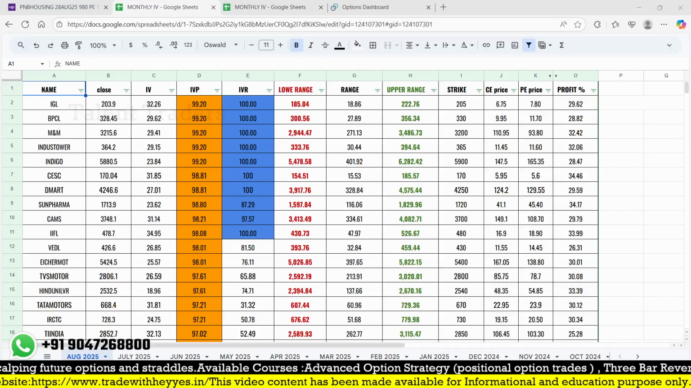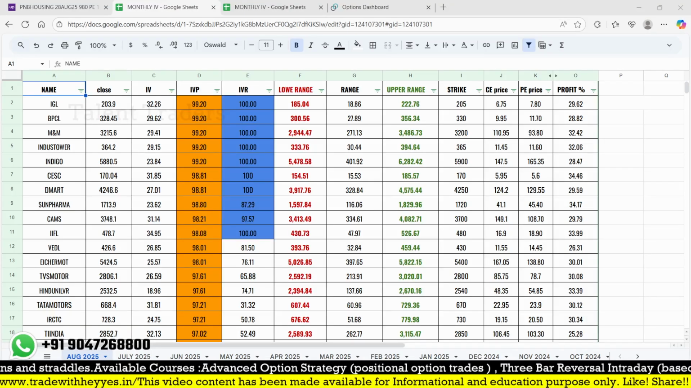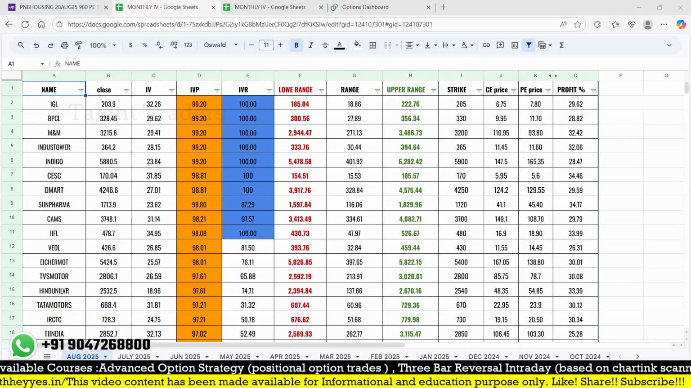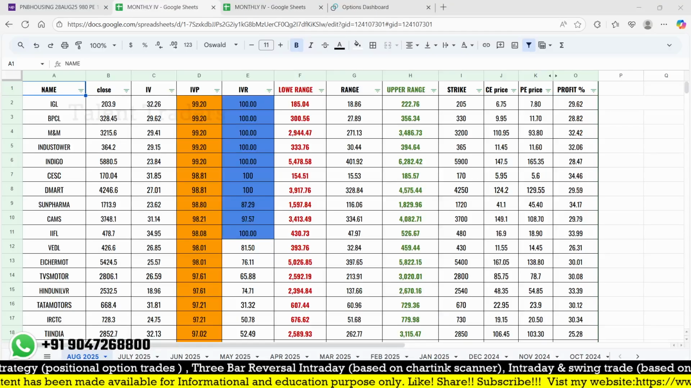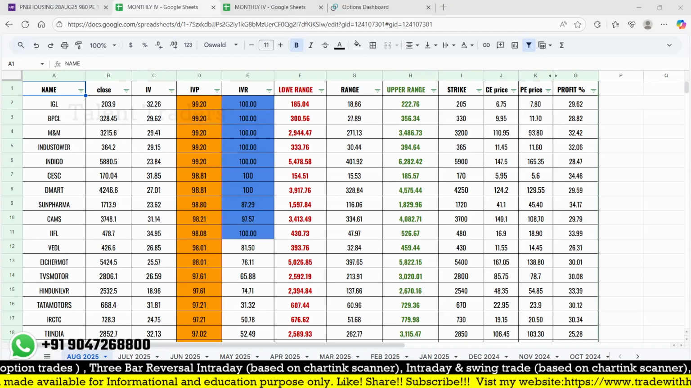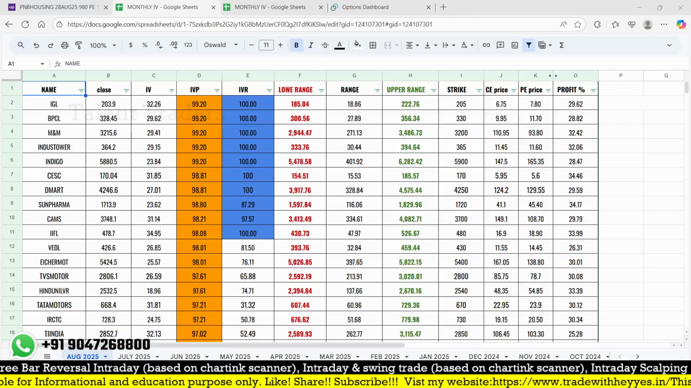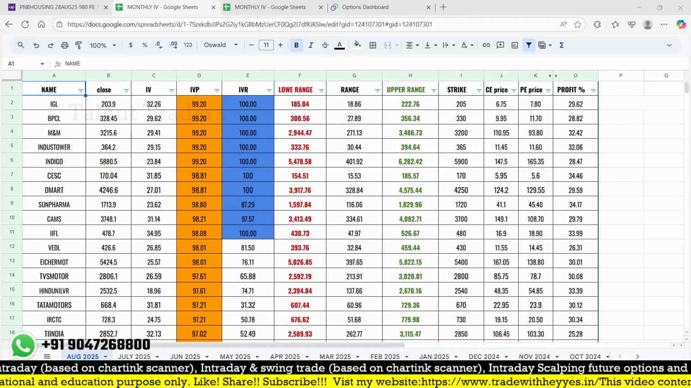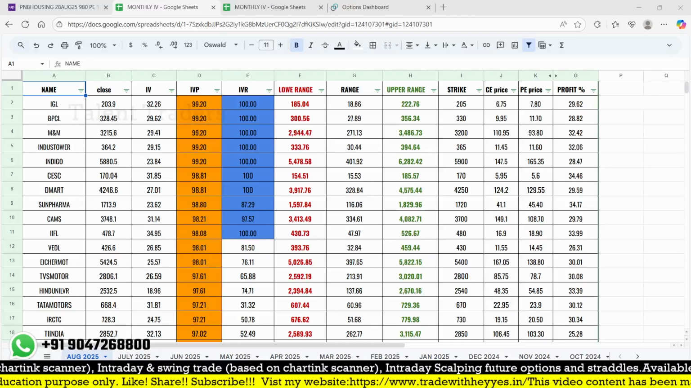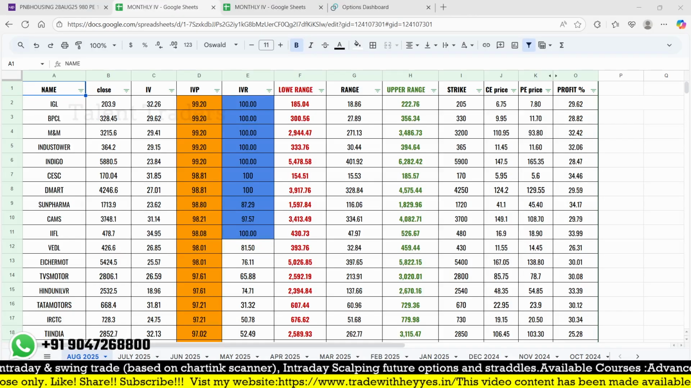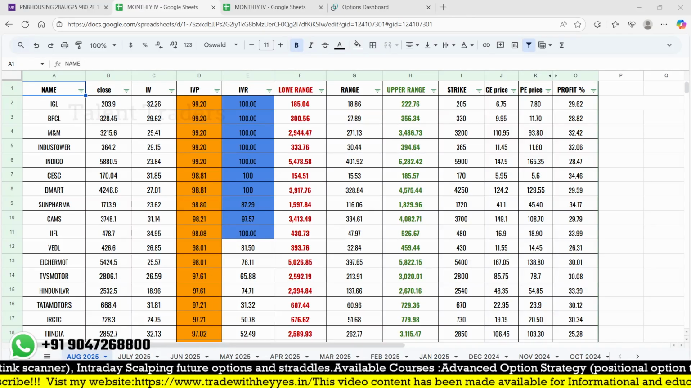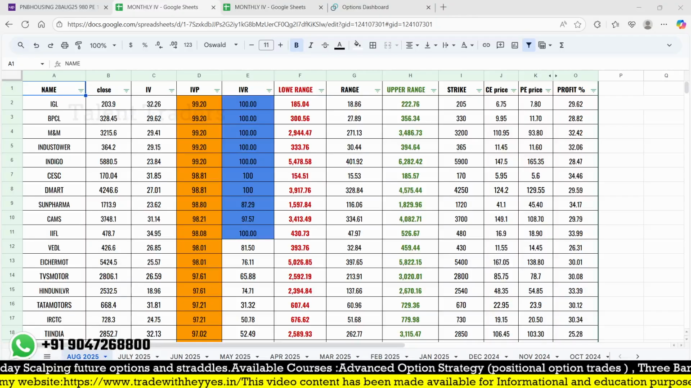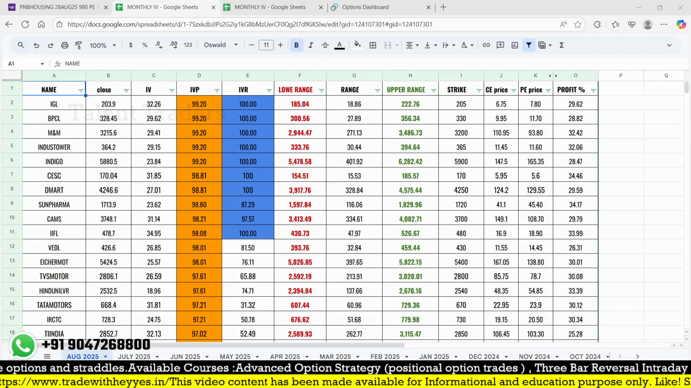For the monthly positional strategy, we are mainly doing positional options in stocks. We are tracking the stocks with non-directional strategies, and this data we update every month. This update is mainly for my students who have already finished our strategy course. Here is the data for August, which was updated in the morning around 7 o'clock, before market open.